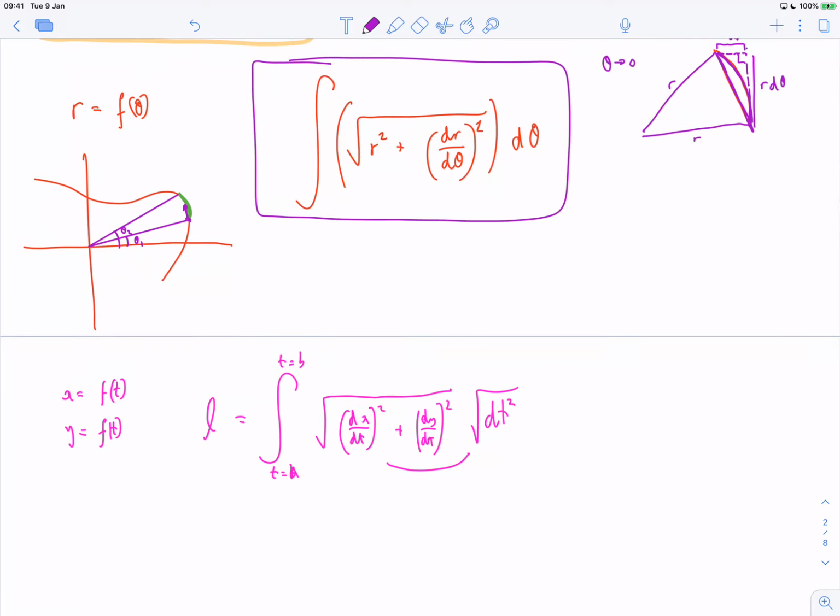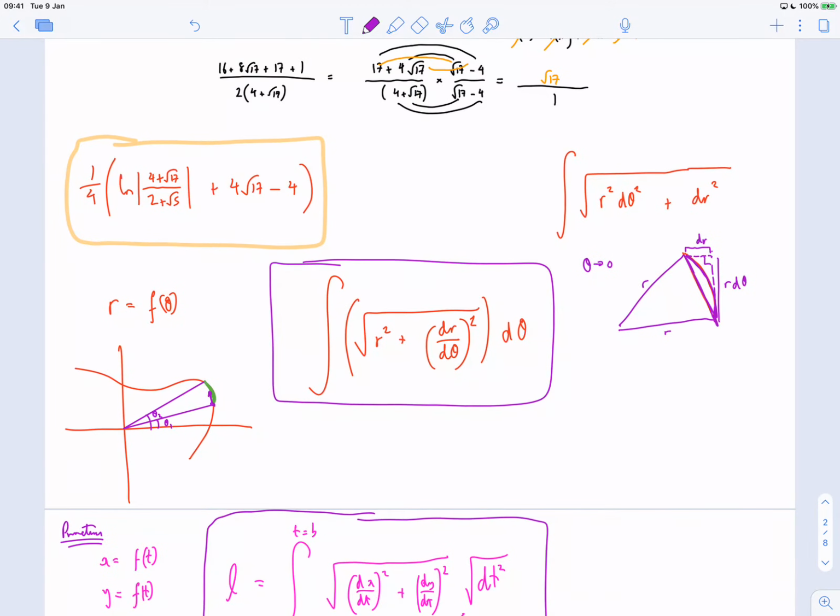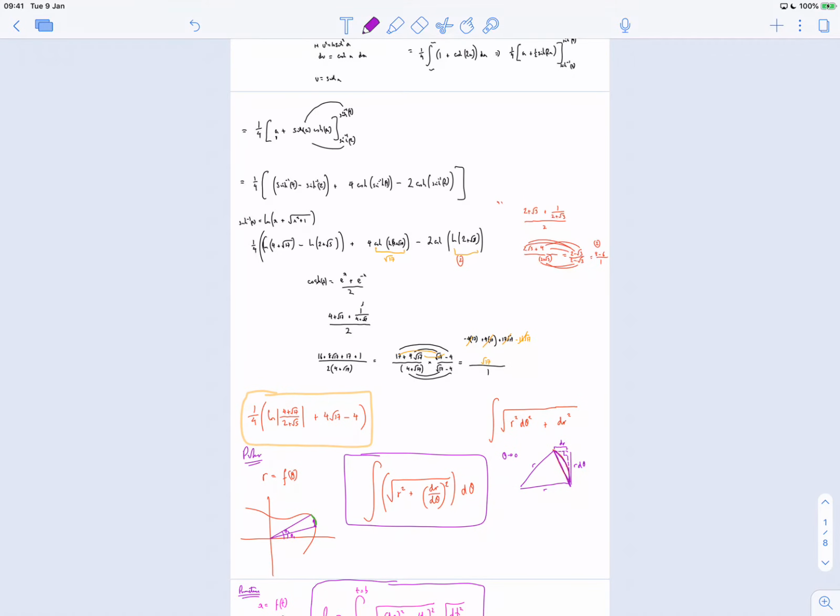Okay, so we've got a lot of things here. This is for the parametric. This is for the polar. And in actual fact, this is taking up way too much space.